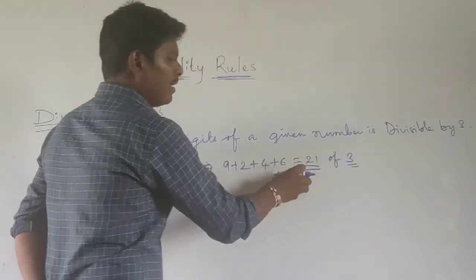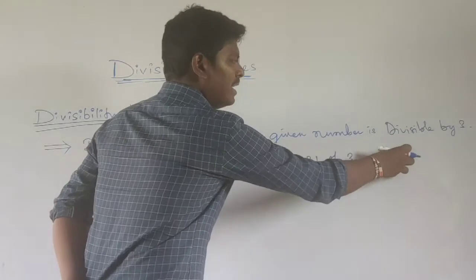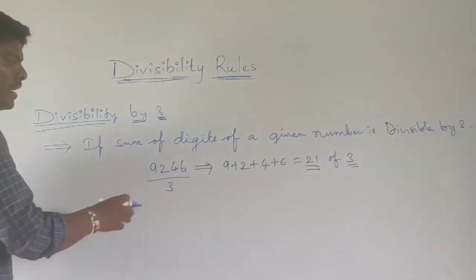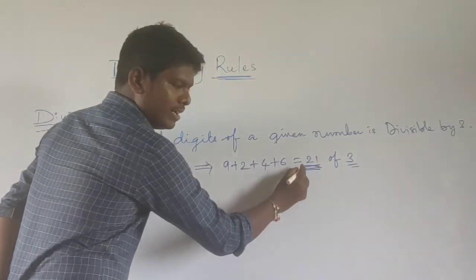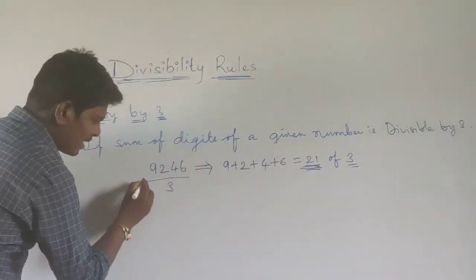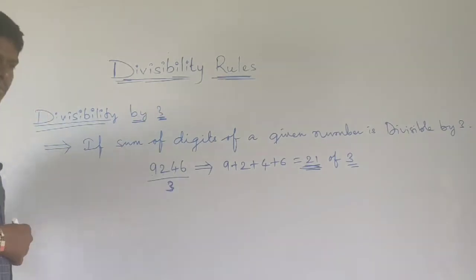So if the sum of the digits of a given number is divisible by 3, definitely the number will be divisible by 3 with no remainder. According to the definition we have 21, and 21 is divisible by 3. So 9246 is also divisible by 3.